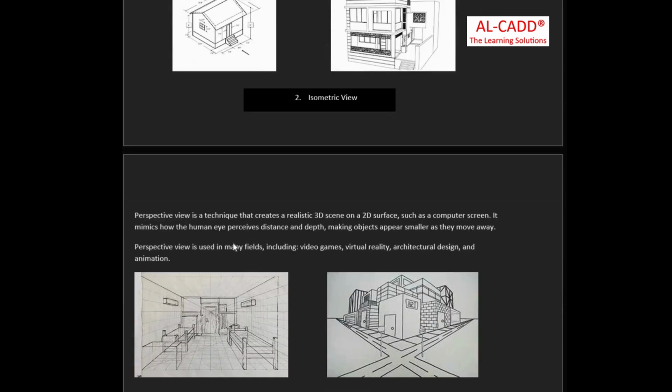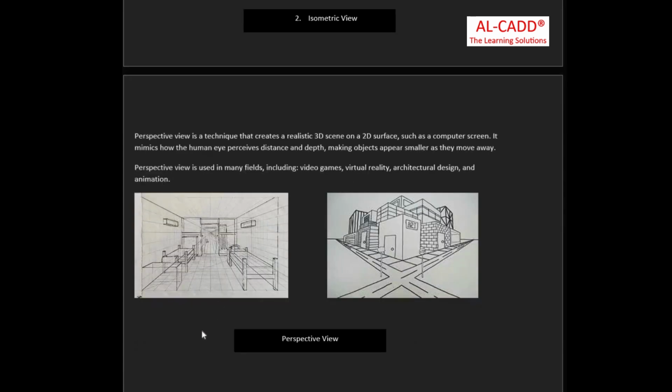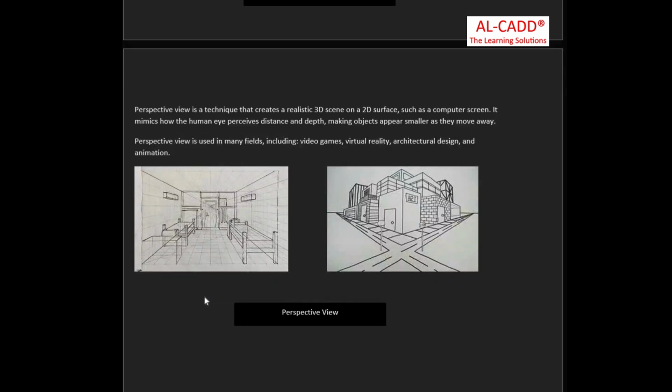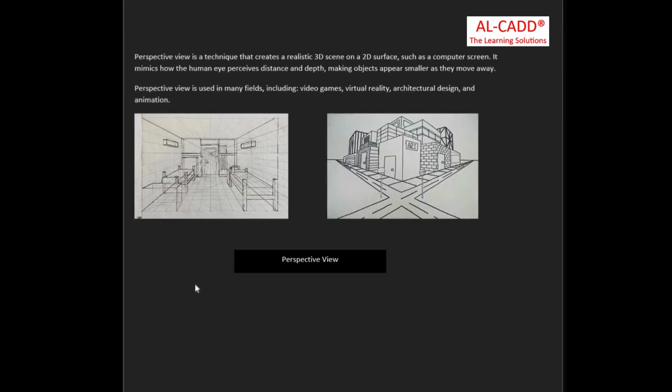Another type of view is called the perspective view. Perspective view is a technique that creates realistic 3D scenes on a 2D surface such as a computer screen. It mimics how the human eye perceives distance and depth, making objects appear smaller as they move away. Perspective view is used in many fields including video games, virtual reality, architecture design, and animation.